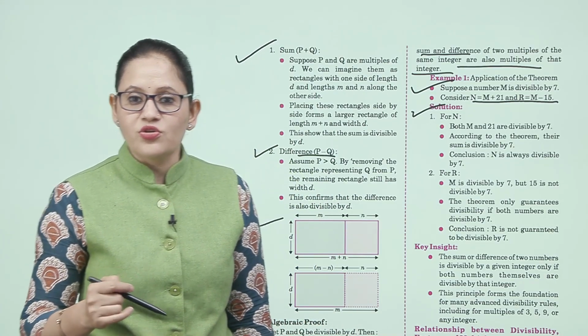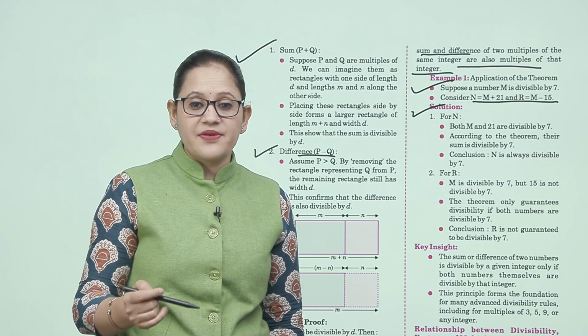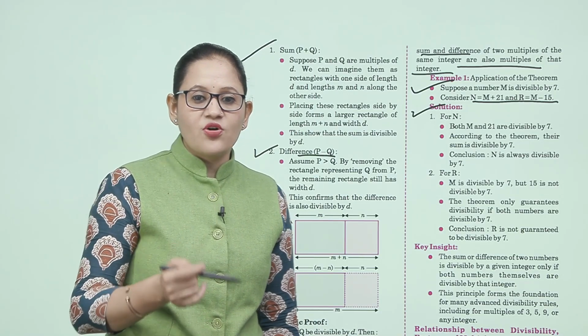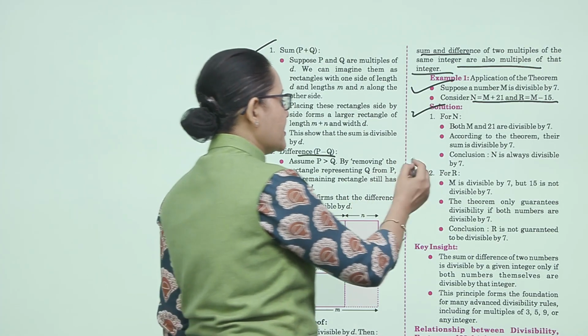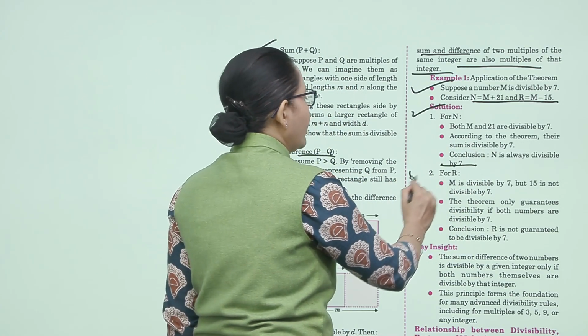According to the theorem, their sum is divisible by 7. Conclusion: n is always divisible by 7 because their sum is always divisible by 7.